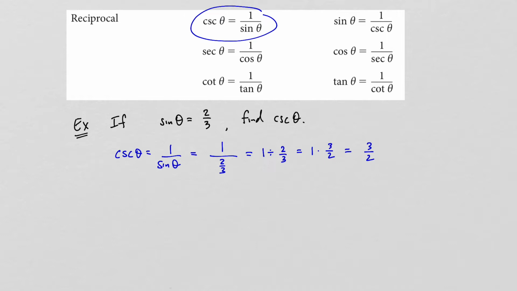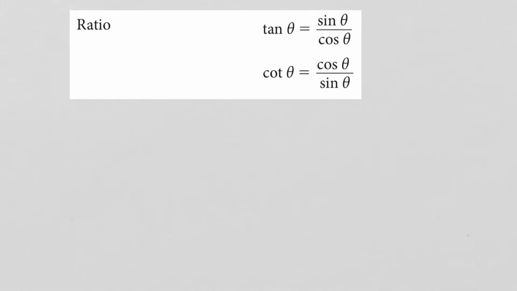Let's talk about the next set of identities. So next we have what are called the ratio identities, and there are 2 of them. One says the tangent of theta is equal to sine of theta divided by cosine of theta, and the other one says the cotangent of theta equals cosine of theta divided by sine of theta. Let's talk about why these are true.